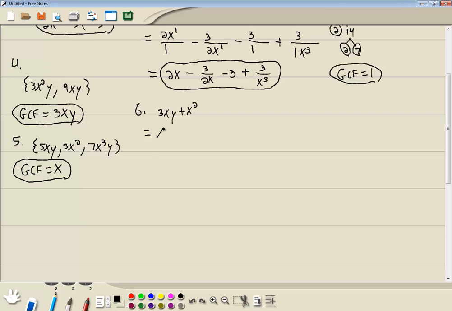So I would rewrite this. I'd have x squared plus 3xy. Okay, now GCF. They both have an x in common, so I'll factor out an x. And that gives us x plus 3y. Because here we had 2 x's, we took one away, so that leaves a single x. And I take this x away, and that just leaves me the 3y.